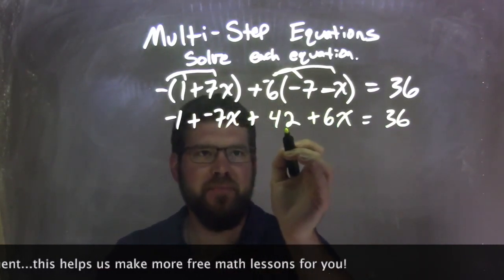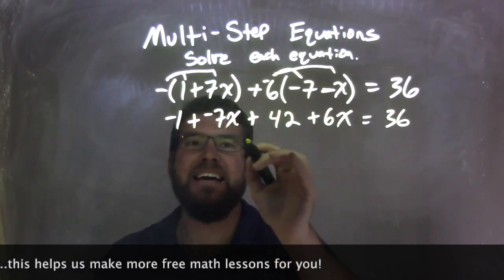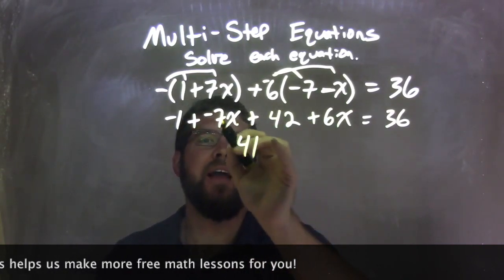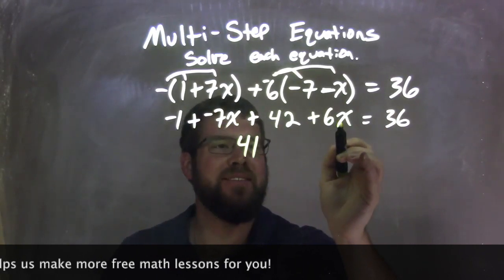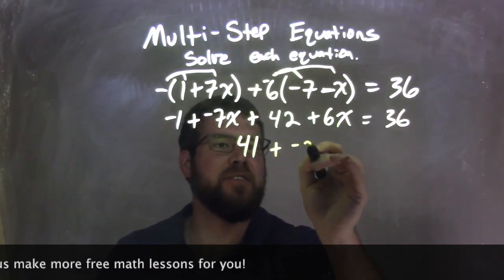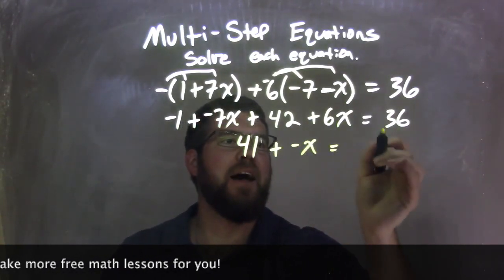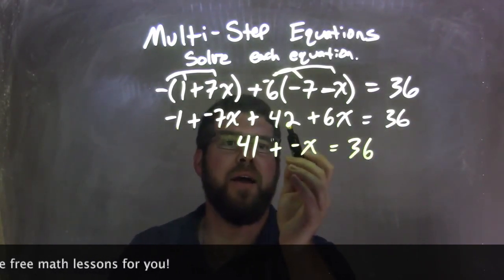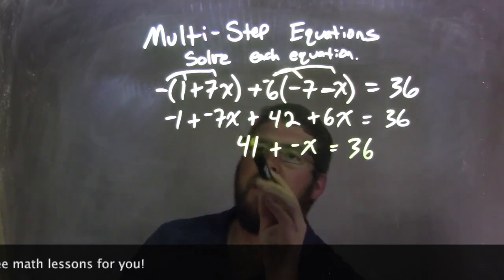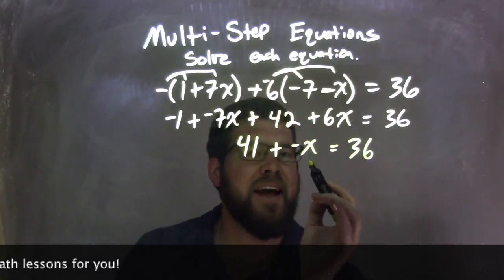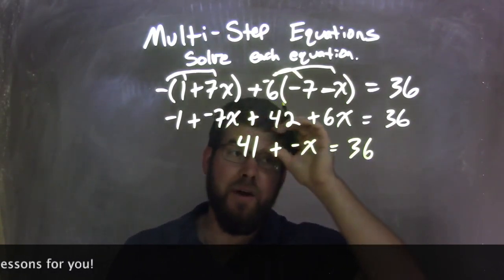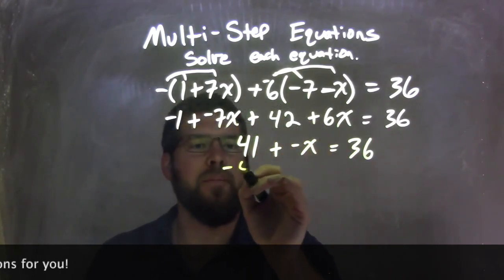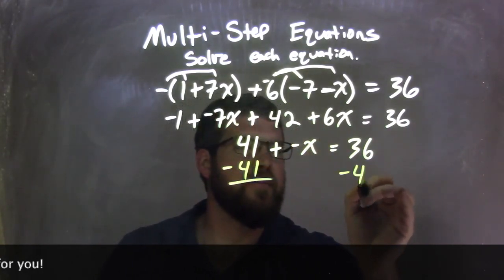Negative 1 plus 42 is a positive 41. Negative 7x plus a 6x is a negative, just 1x. Then we have a 36 on the right. So make sure we got everything. We brought a negative 1 and 42 together to get positive 41, and negative 7x plus 6x to get a negative x. Now I'm going to subtract. I'm going to subtract a 41 from both sides.